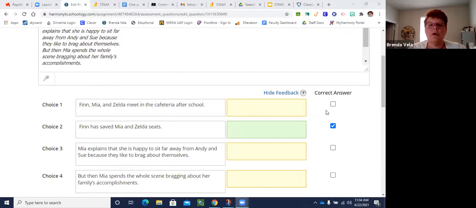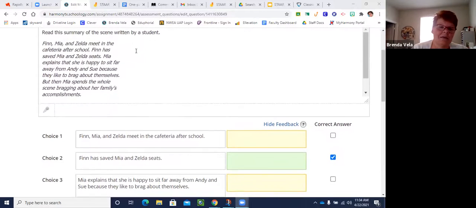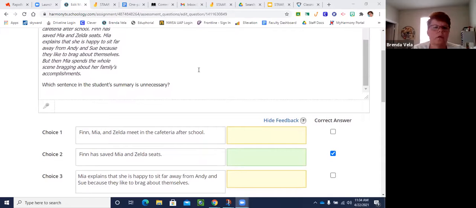So yes, it is. It's the setting. So is the setting important to a story? Yes. So we need to have 1 in there because remember the question says, which one is not important to the story?